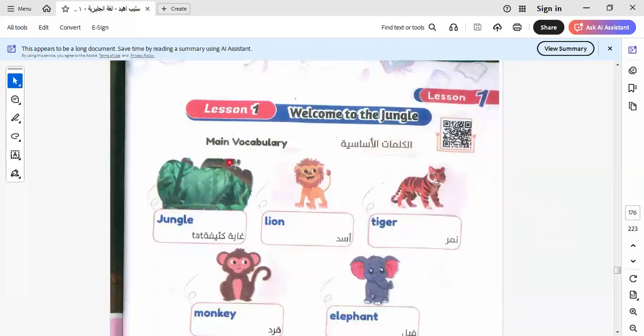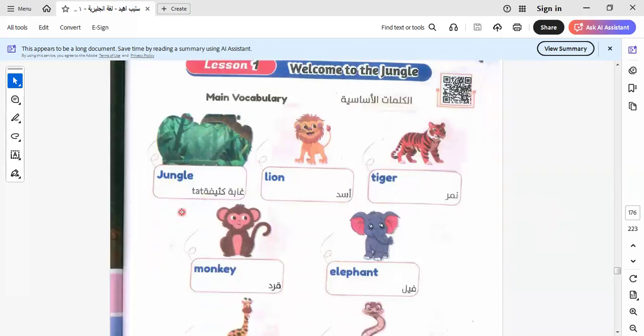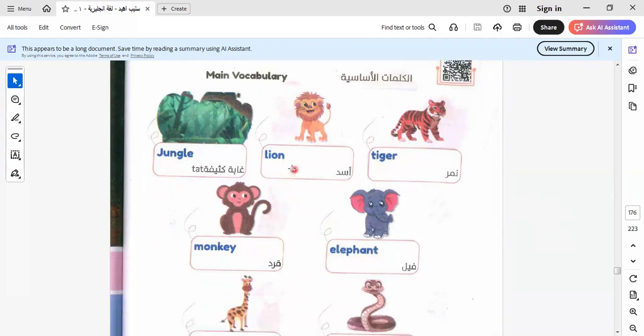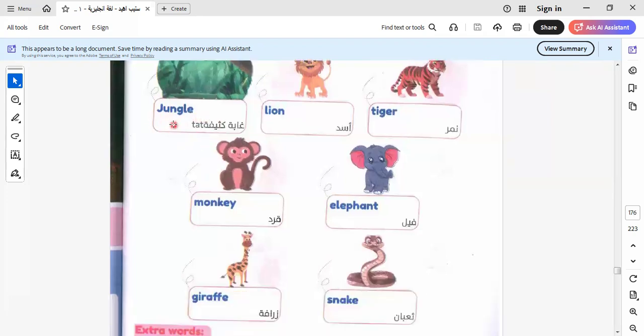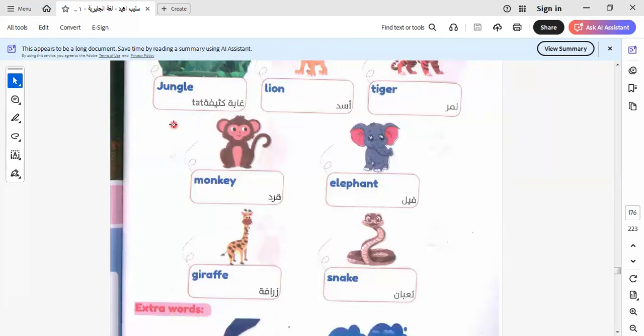Okay, here we have the vocab. Let's learn it together. Some new vocab, like jungle, is new vocab that we didn't know before. Jungle, lion, tiger, monkey, elephant. I think all of us know lion, tiger, elephant and monkey. We see there is a strange word which is jungle. The jungle is the same as forest, the place that animals live in.